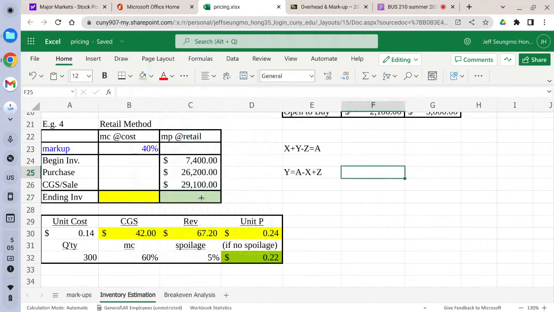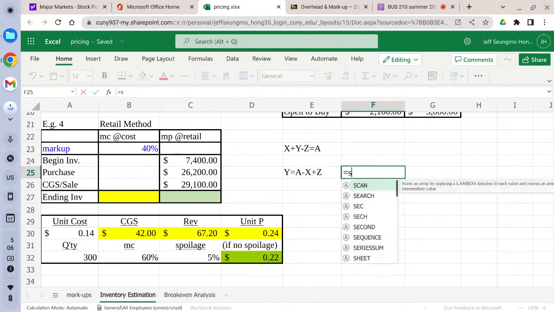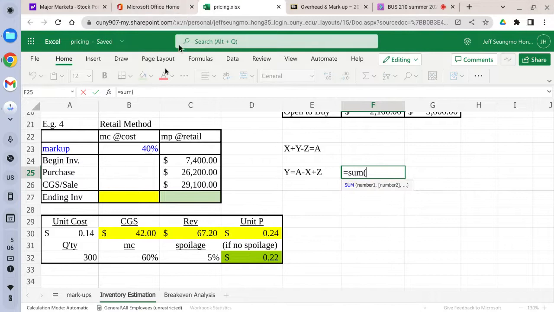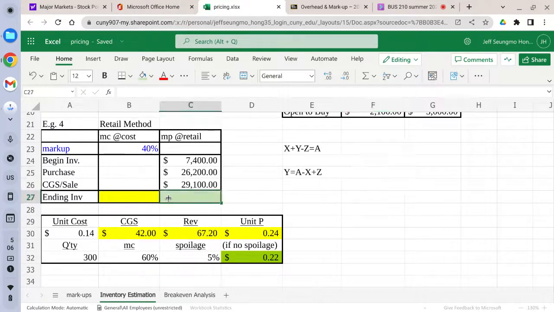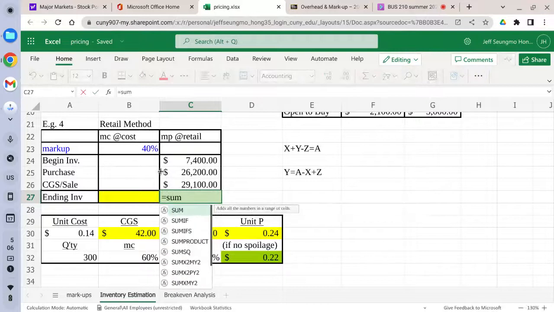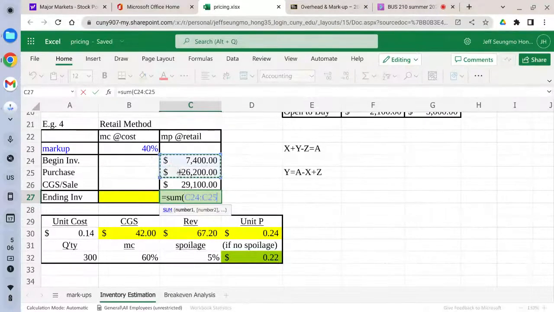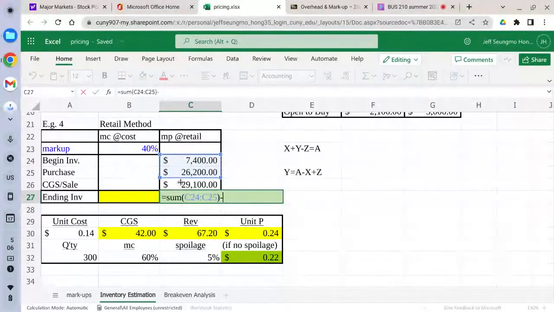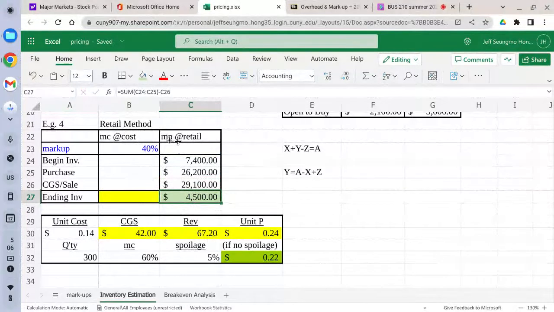Remember, I said retail businesses can express their inventory in price. So what is the ending inventory? It's simple. Sum these two, minus CGS. There you go. That's the ending inventory in retail price.